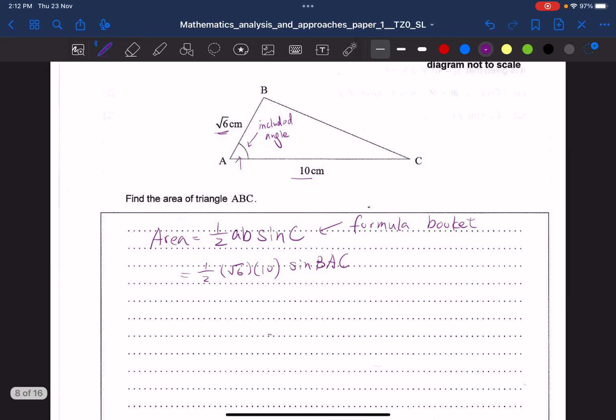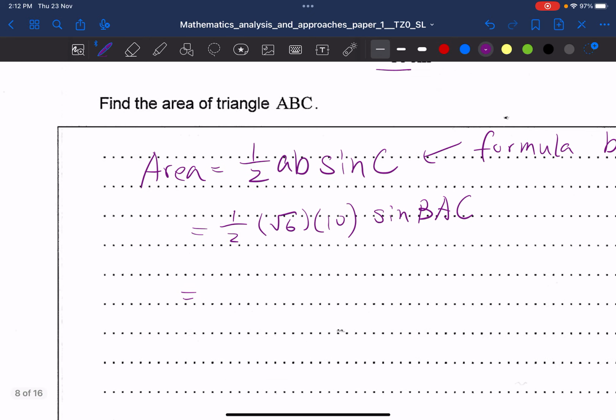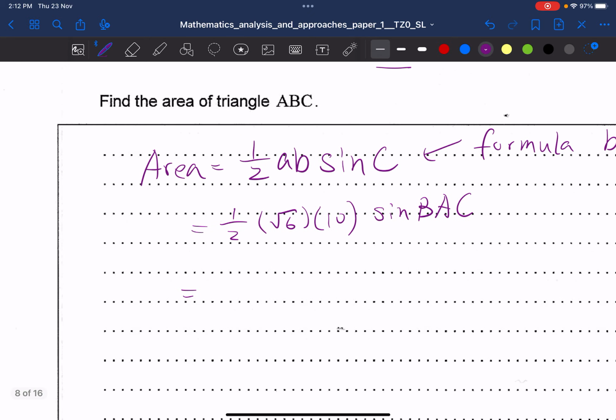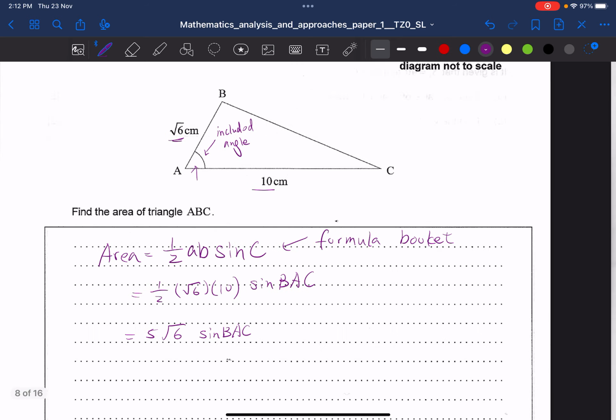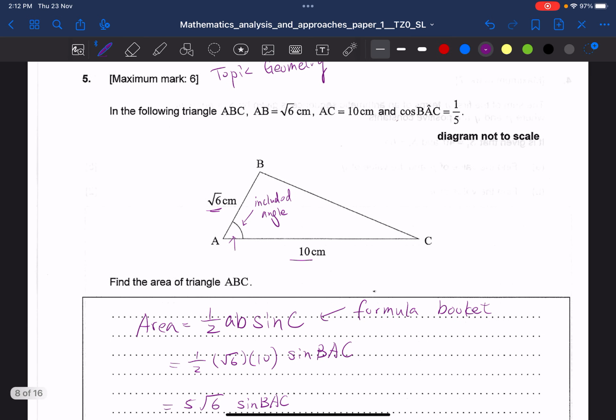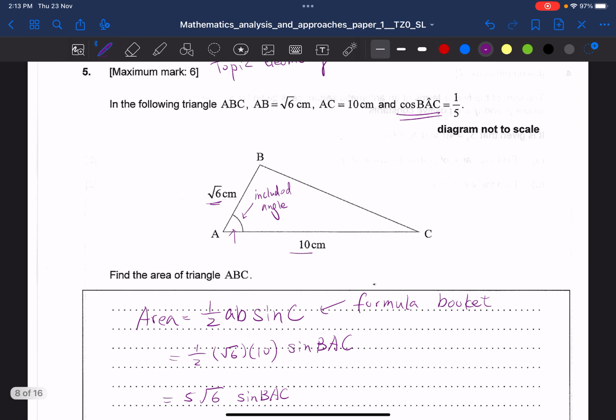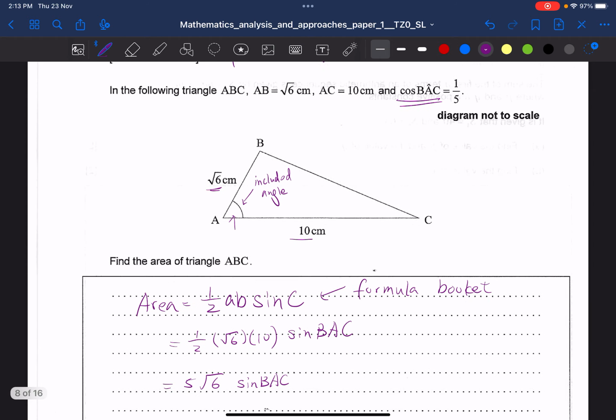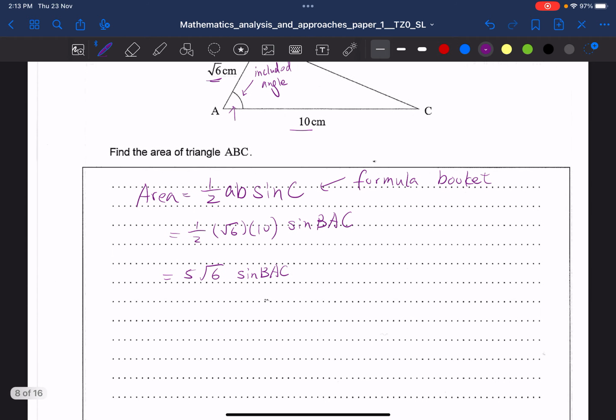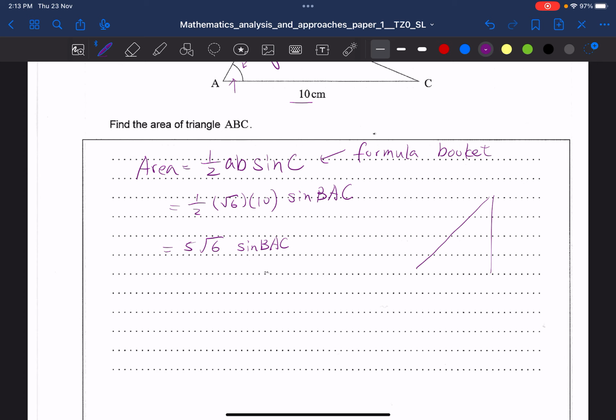Okay, so here we'll just group these numbers up a bit. So 10 and 2, I think it's just 5, right? With 6 and then sine BAC. Okay, so be careful, there's actually cosine. So cosine BAC actually equals 1/5 here. So the way we do this, it's pretty simple, change sine to cosine.